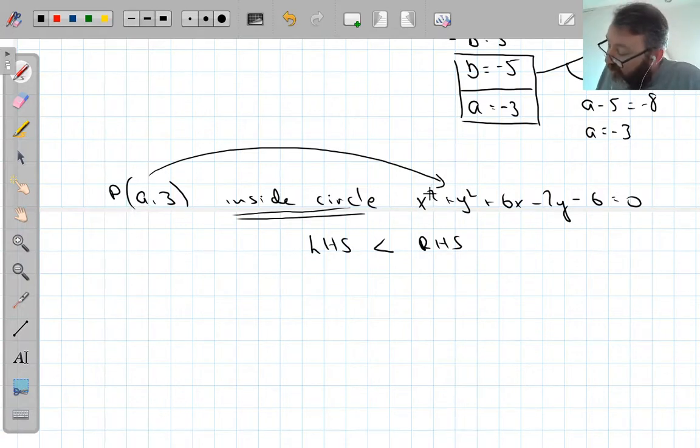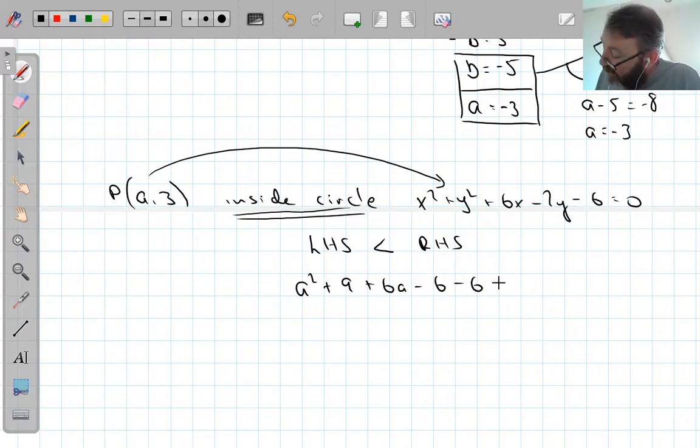We put a in for x, so we get a squared. 3 goes in for y, that's 9. a goes in for x, that's 6a. 3 goes in for y, that's minus 6, and minus 6 again, and this time it must be less than 0 because it's inside the circle.